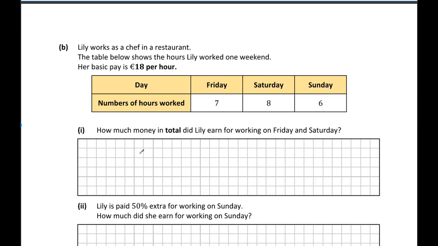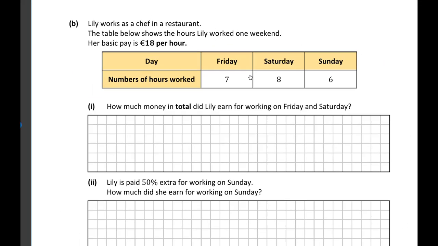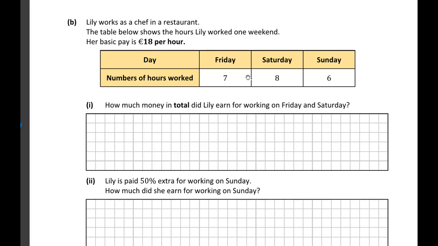Let's move on. Lily works as a chef in a restaurant. All right, she gets €18 an hour. She works 7 hours Friday, 8 Saturday, 6 Sunday. How much in total did she earn? So here we go. Let's just do this. How much in total did Lily earn for working on Friday and Saturday?